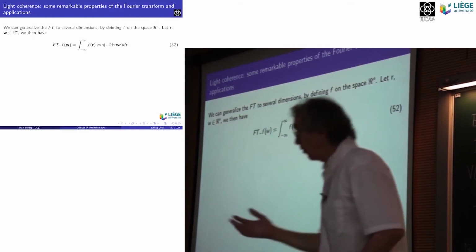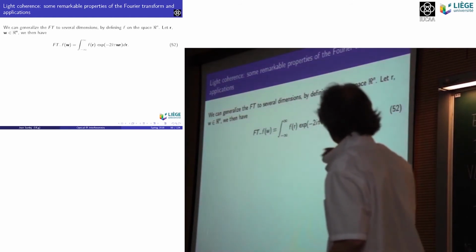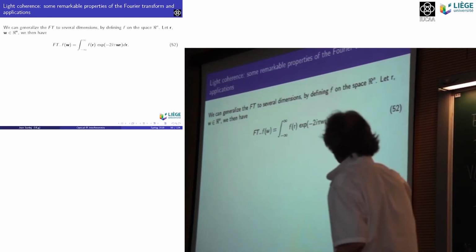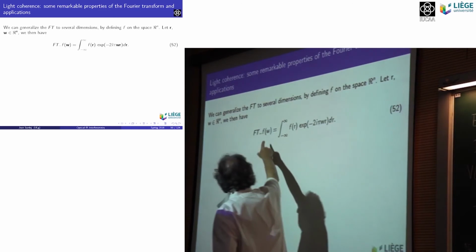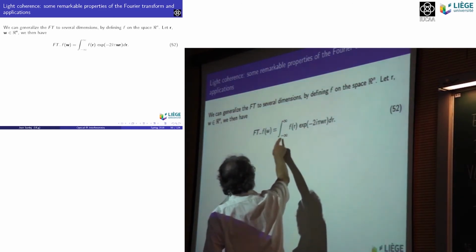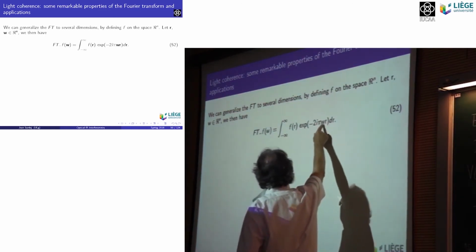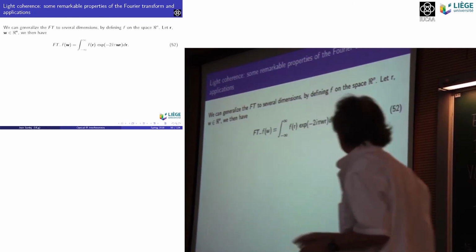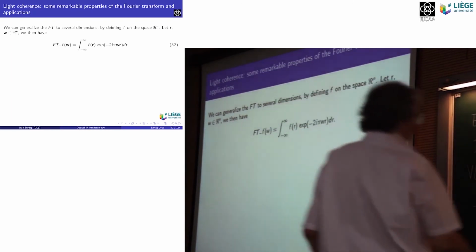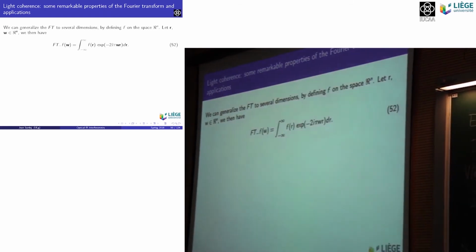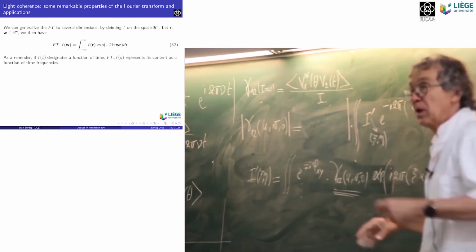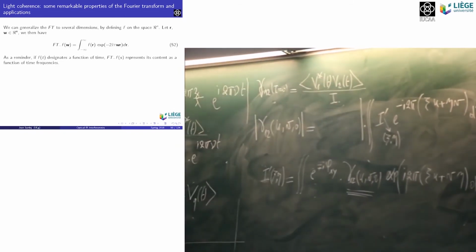Now we can of course generalize the Fourier transform to several dimensions, so n dimensions. The Fourier transform of a function which depends on a vector r is just this, where here you have the scalar product of the vector w by the vector r. And it's what we've seen here. We already have a Fourier transform in a two-dimensional space, but you can generalize it to any number of dimensions.